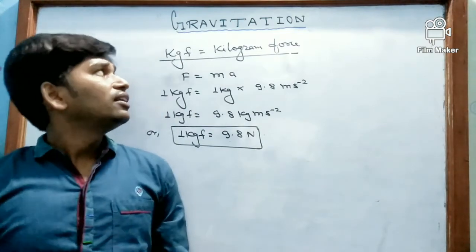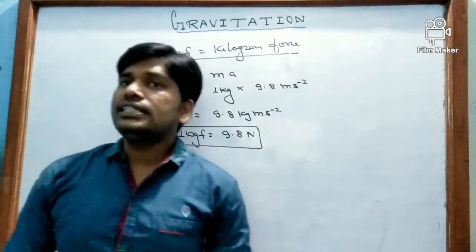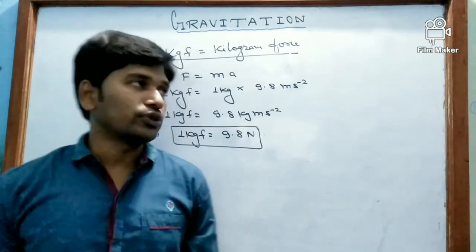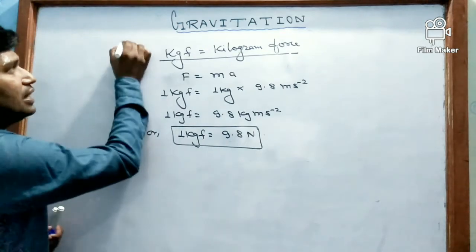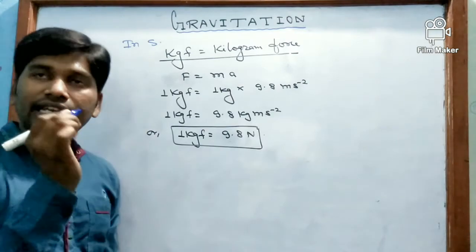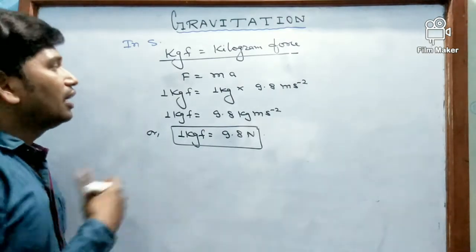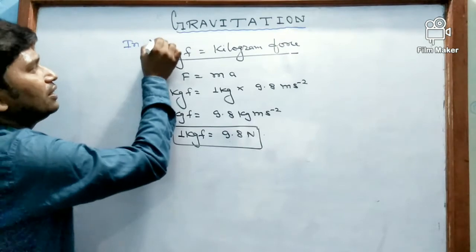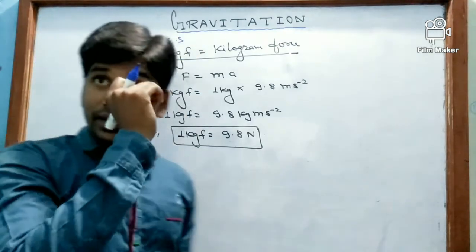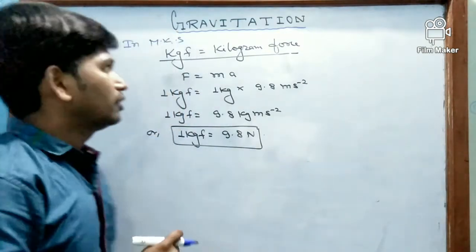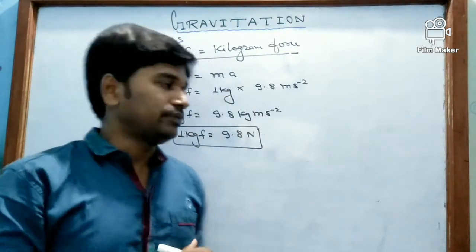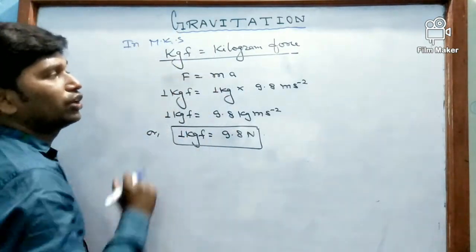Next, in the CGS system, the gravitational unit of force is gram force. In the SI system, force and weight are always measured in Newton. In the MKS system, we have seen kilogram force.